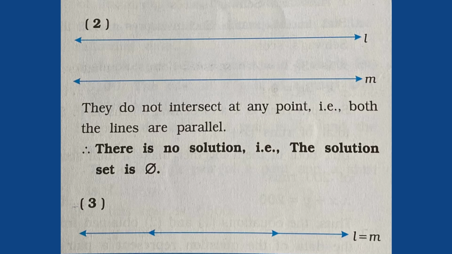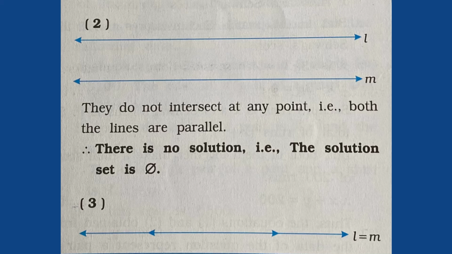Now in the second figure you can see that lines L and M do not intersect each other at any point. This means that these two lines L and M are parallel, and if the graph of such lines is drawn on the graph paper and they are not intersecting each other at any point, then there is no solution for the pair of linear equations.